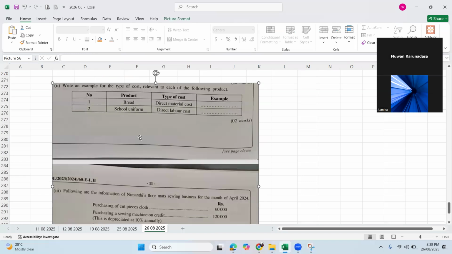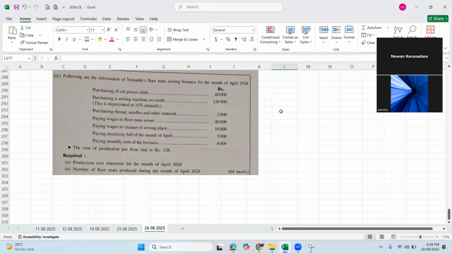Right. Write an example for the type of cost relevant to each of the following products. Bread. Type of cost, direct material cost. So easily you can say the first answer, flour cost. Flour cost is the direct material. Then school uniform, direct labor cost. Juki machine operator salary. It's done.